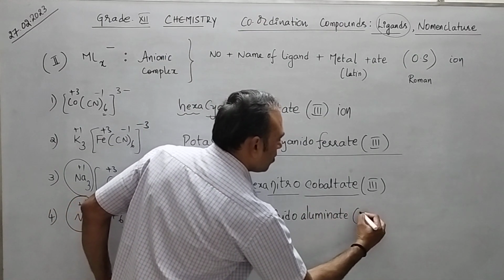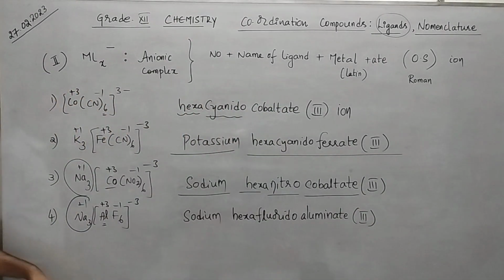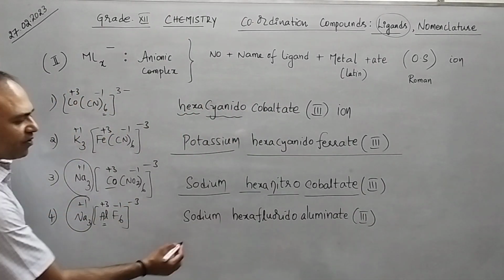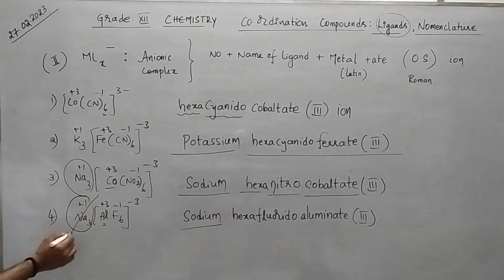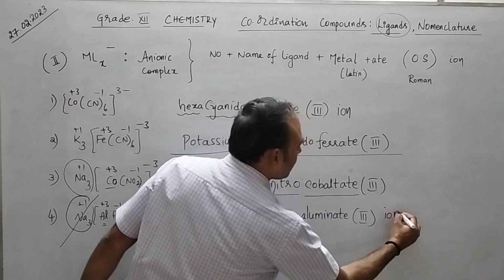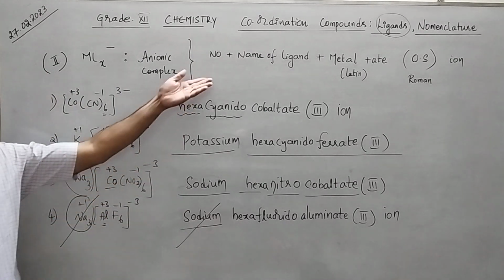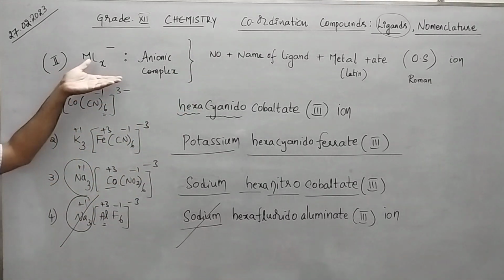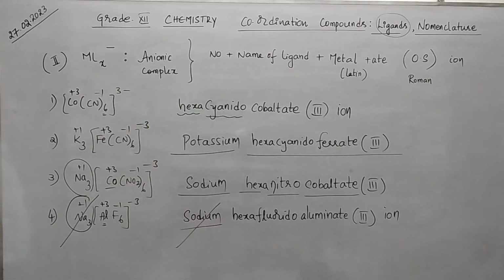And Roman number 3 representing the oxidation state. Hope you have understood this. If they give only this, remove this and write at the end ion. So this will be a simple formula to write the nomenclature for the anionic complexes. Now the last one, we can see examples of neutral ligands.